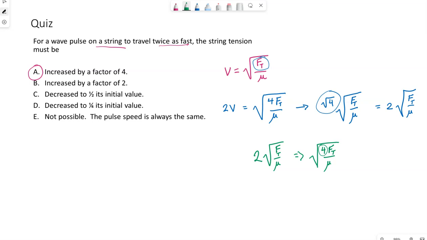And this is a wave pulse, but the idea is still the same, because the wave itself travels at the same speed, whether it's a continuous wave or a wave pulse.